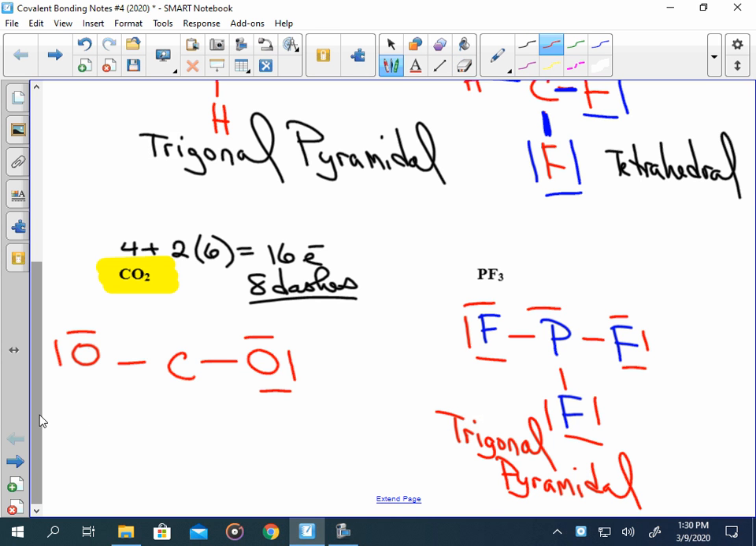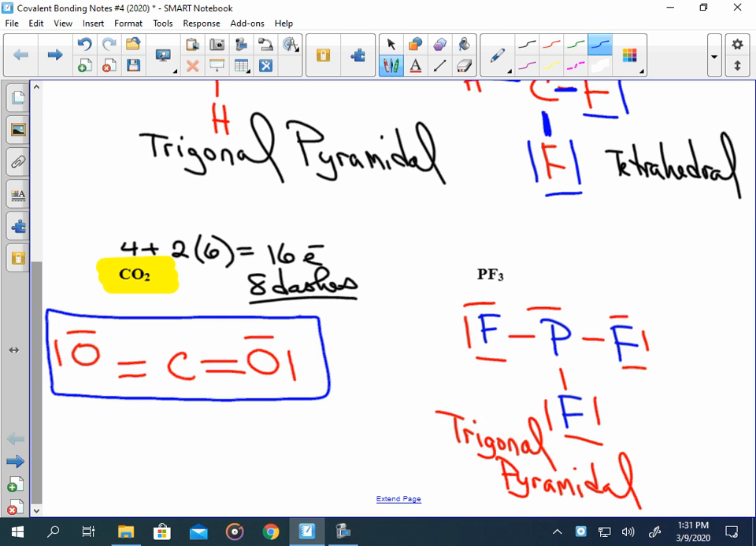They then said, well, let's make a double bond. Well, that still only gives the central carbon 6 electrons. And so what students have done, they then said, well, let me take one from this side and add that. Now, each of the 3 different atoms, the oxygen, the carbon, and the oxygen, they all now have an octet, and that would be considered a Lewis structure for CO2.